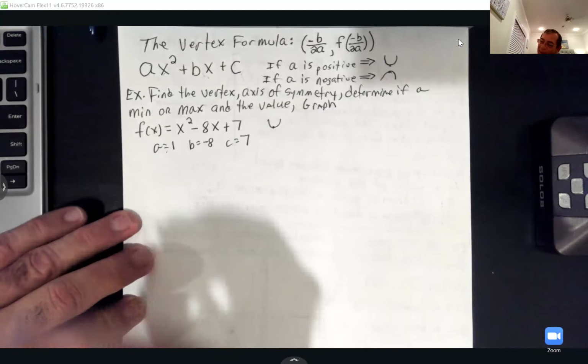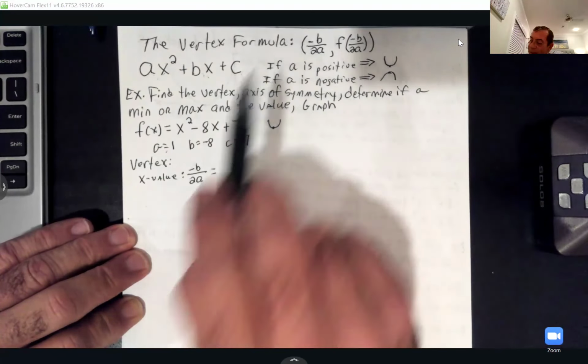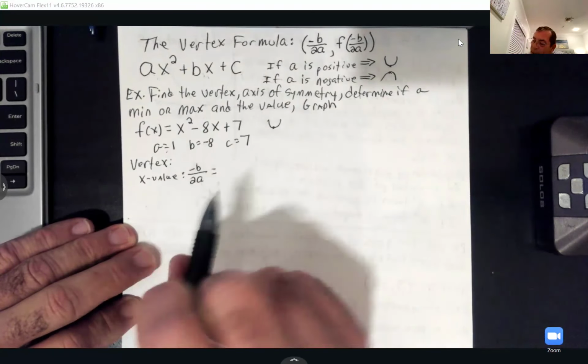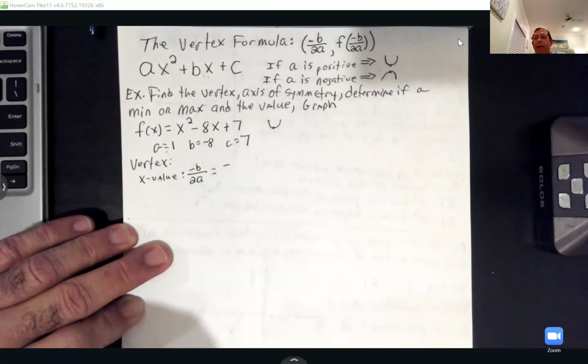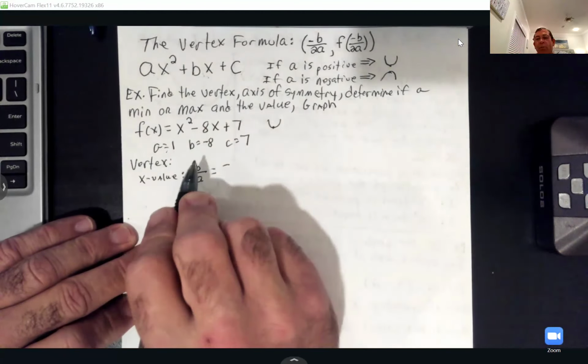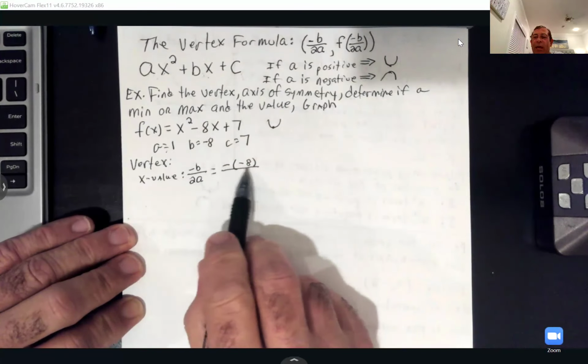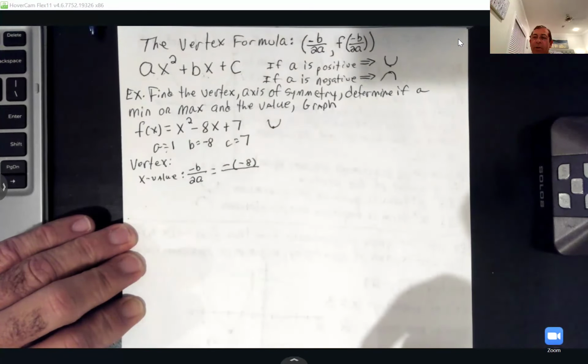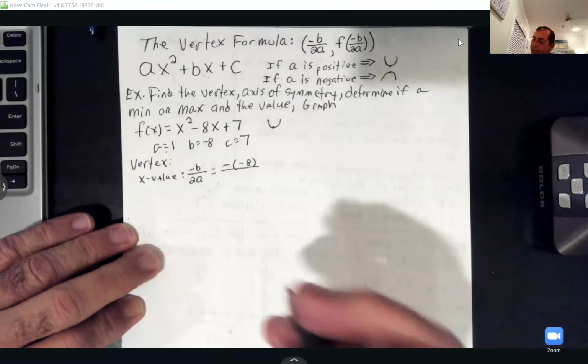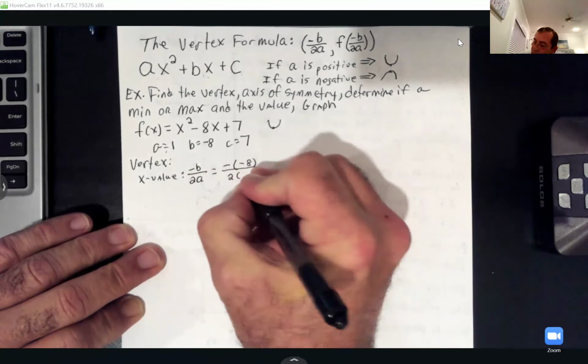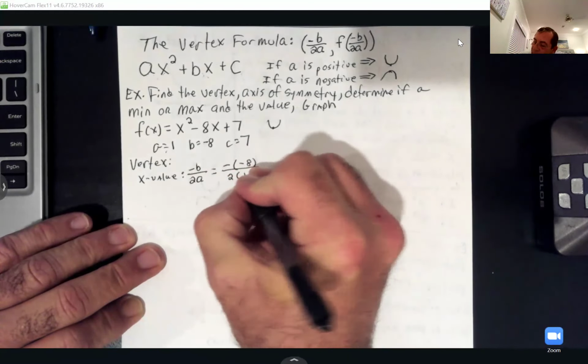X value is -b over 2a. Now remember, just like the quad formula, that negative is always in the formula. So write the negative, then put in your b. So my b is a -8. So that's basically going to give me 2 negatives there. And y'all, what's that going to do? Make that all positive, right?